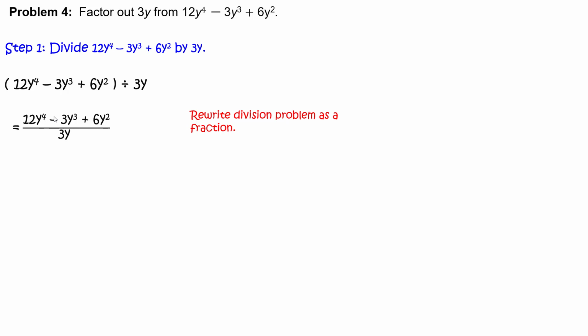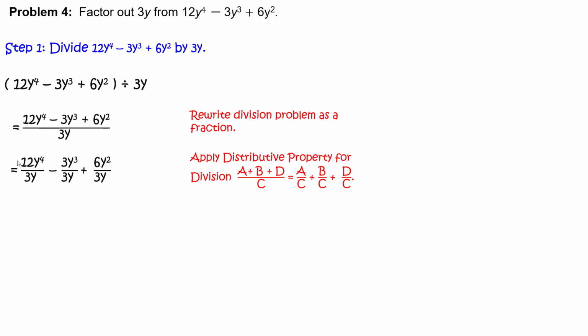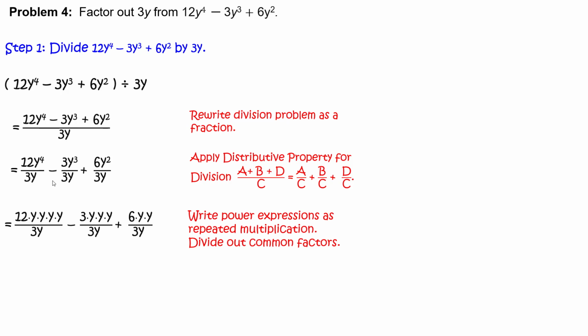The dividend, 12y to the fourth minus 3y cubed plus 6y squared, becomes the numerator. The divisor, 3y, becomes the denominator. I'm going to apply the distributive property for division. I'm going to write it as 12y to the fourth divided by 3y, 3y cubed divided by 3y, and 6y squared divided by 3y. And I'm going to write power expressions as repeated multiplication and divide out common factors. So y to the fourth I'll write as y times y times y times y, y cubed I'll write as y times y times y, and y squared I'll write as y times y.